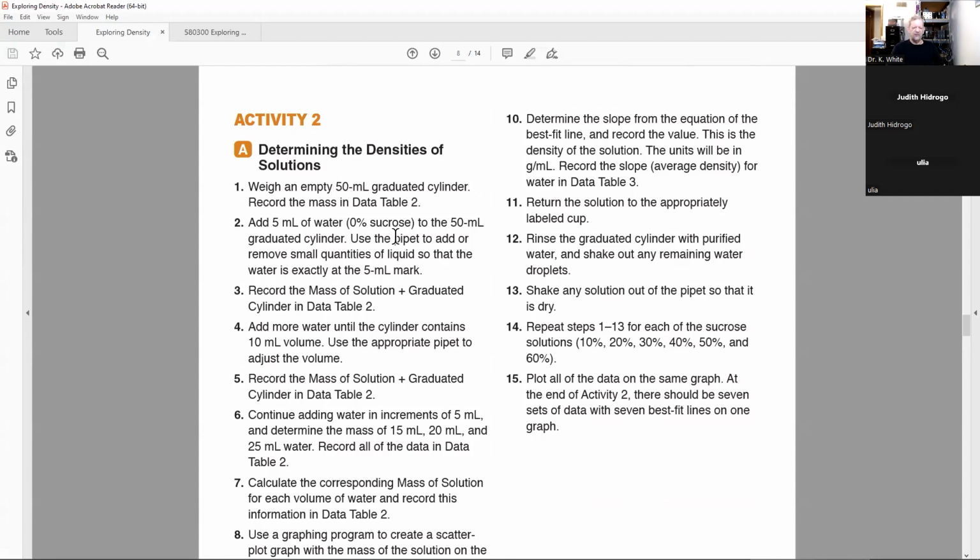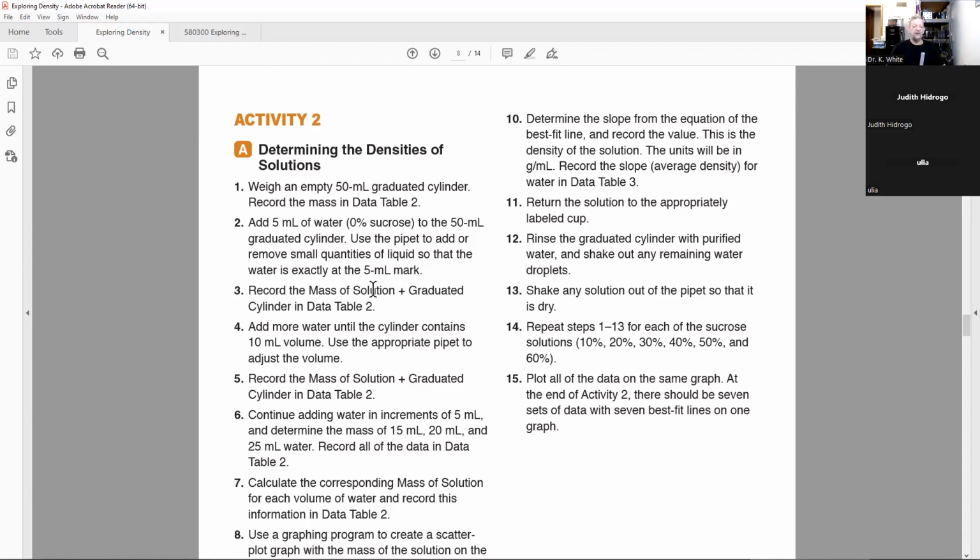Now, activity number two, you'll add 5 grams of water, that's a 0% solution, to a 50 milliliter graduated cylinder. Now, use your pipette, I hope it goes all the way down here, and to make sure it's there, it's 5 milliliters by here. And remember, the meniscus is the U. It won't be flat. You want the 5 to be right at this line, the U part of the water. Before you do that, weigh the empty graduated cylinder.